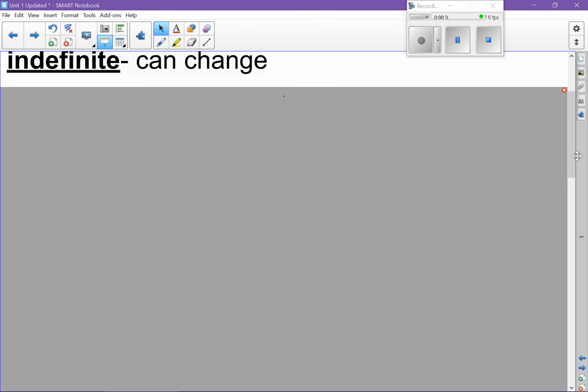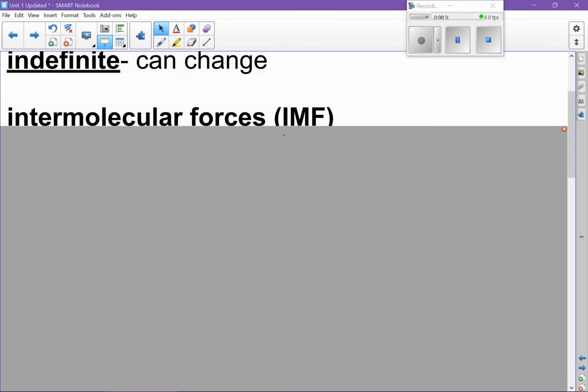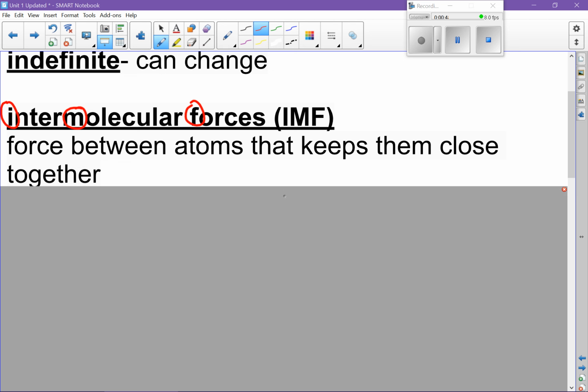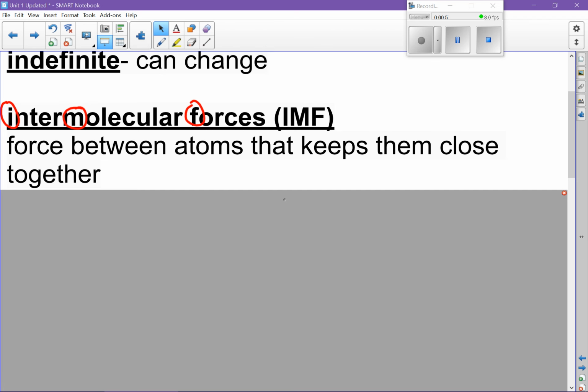So one of the important things you need to know for matter is intermolecular forces, which you can abbreviate IMF. So here's the I, here's the M, here's the F. So these are basically the forces that hold everything together. If everything is made of atoms, the IMF is the force between the atoms. Something has to keep those atoms from wandering far apart from each other, and that's what IMF is.